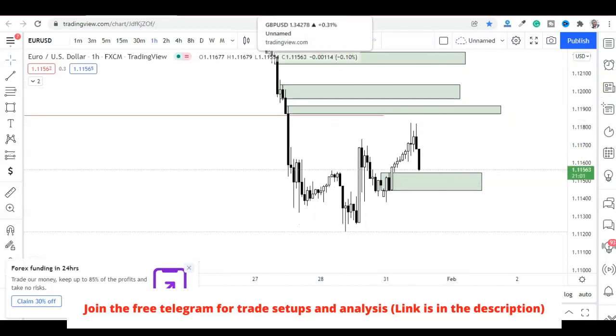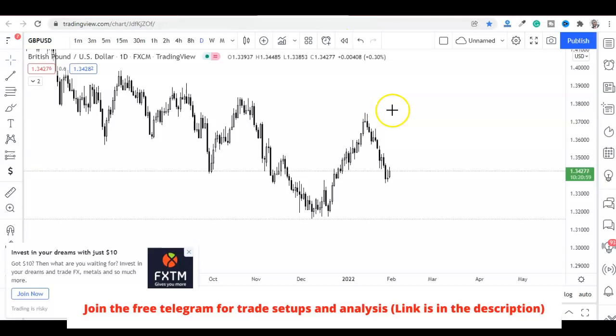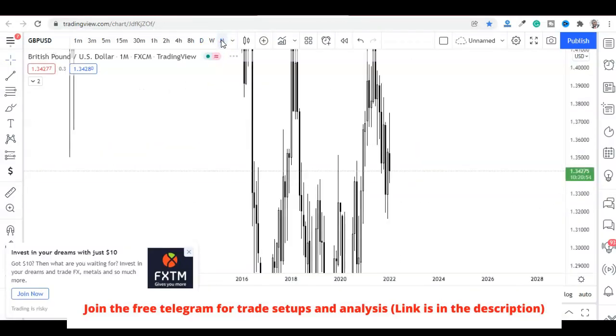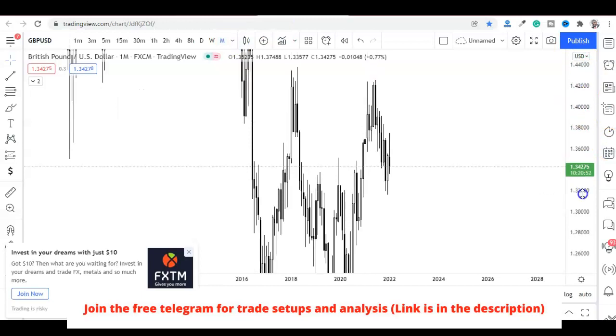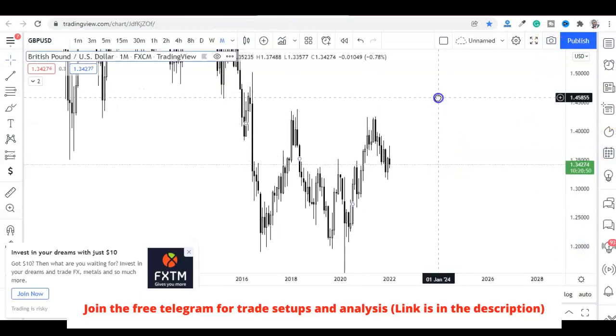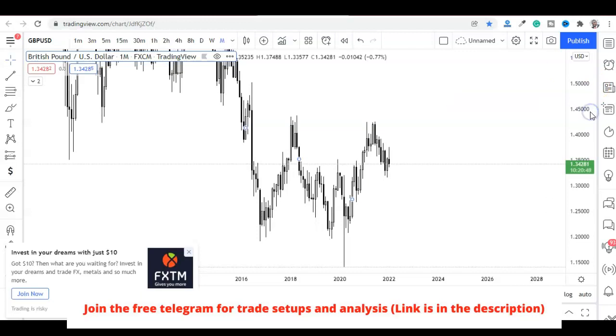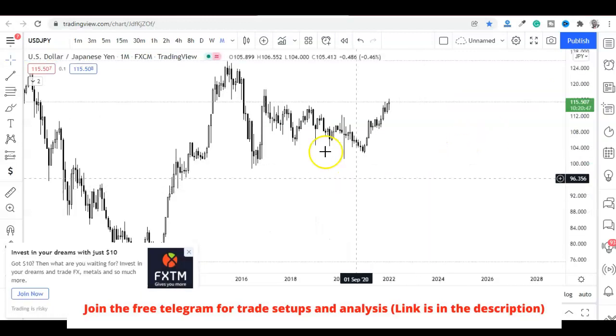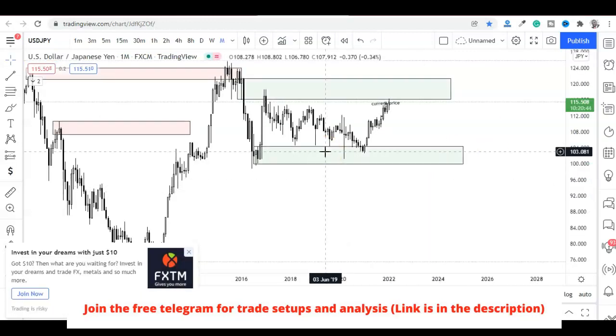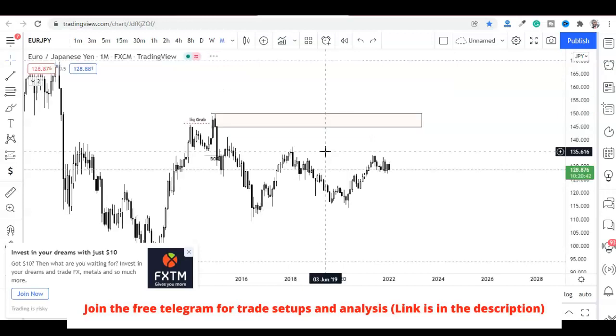The next one we are going to look at is Pounds USD. So let's look at the monthly. On the monthly time frame on Pounds USD, we can see there's nothing much here other than a bullish break of structure.